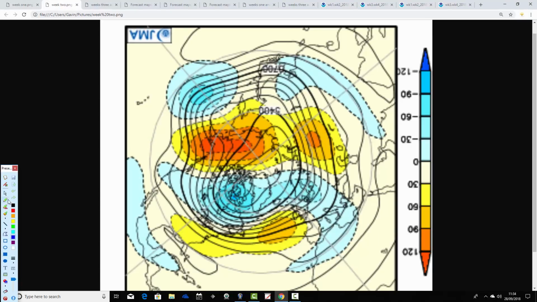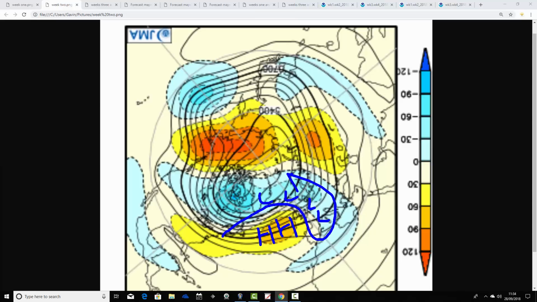Very little change for week 2. This one takes us from the 5th through to the 12th of October. Again, we have above average heights centred out to the west of the UK, below average heights up to the north and also to the east. That means, again, we're bringing the jet stream through the country rather like that, dipping it down. There's a dip within the 500 millibar flow, and we are impacted by that to some degree.